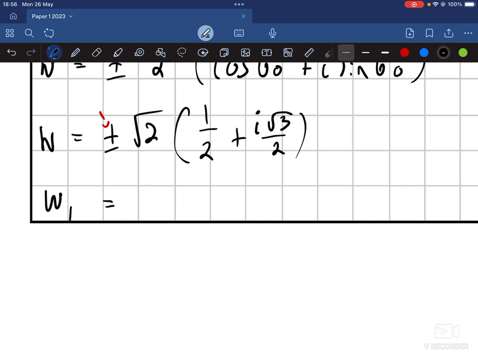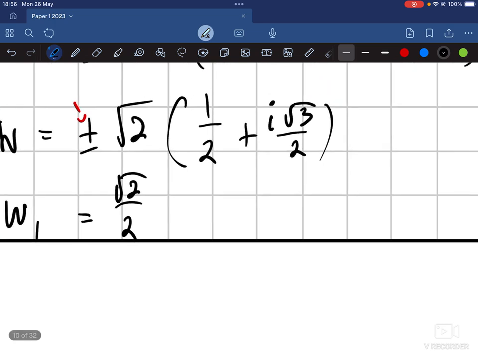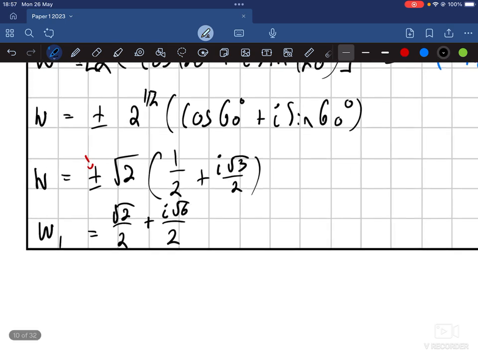So for my first solution, I'm going to get root 2 times a half. So root 2 divided by 2. Plus, jeez, that's kind of strange, root 2 by root 3, I can write that as root 6, so i root 6. That cannot be right, I'm going to have to check the marking scheme because this looks stupid.